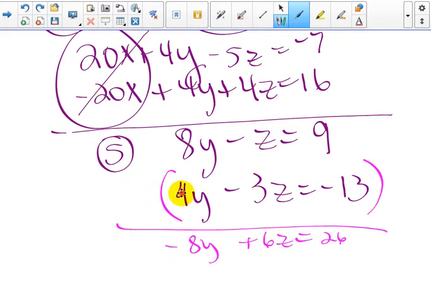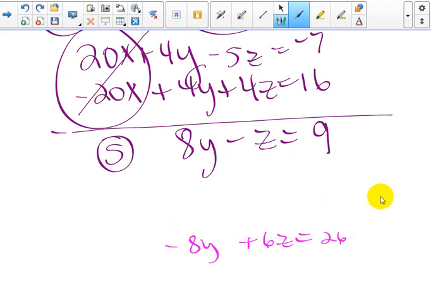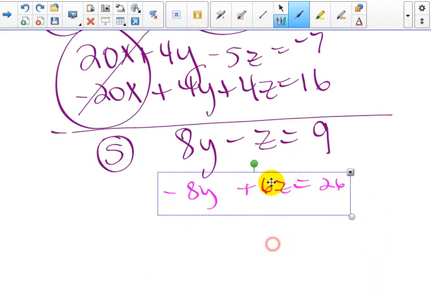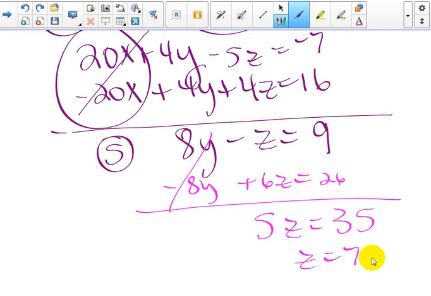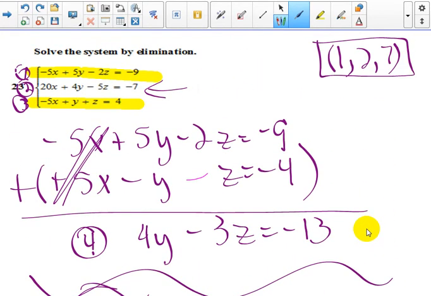So now this goes away. I'm going to move this up. All right. Now, when I add them, I eliminate my y, which was my goal. So this is going to be 5z equal 35. So z is equal to 7, dividing both sides by 5, right? So I've got one of my answers. I've got my z, which is a 7. And we're looking for our x, our y, and our z. That is the answer right there. But I'm just showing you how we get it now.